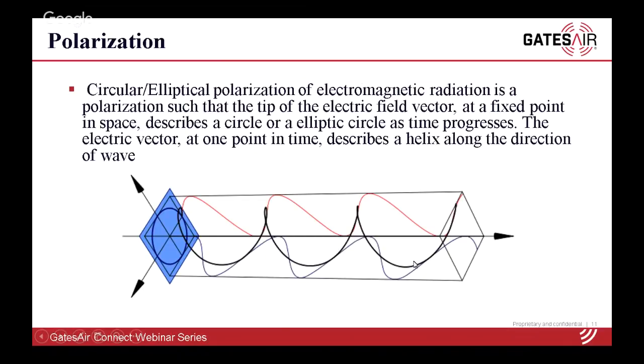But with a lot of antennas today, especially as we look at the different modulations that are out there, we're actually using both a vertical polarization as well as a horizontal polarization. This is for both TV and FM. FM typically we'll see circular polarized, and in TV we'll typically see elliptically polarized. When we look at elliptical or circular polarization, we're actually adding energy to both electric fields. And it's described as elliptical or circular, where the electric vector at one point in time describes a helix along the direction of the wave.